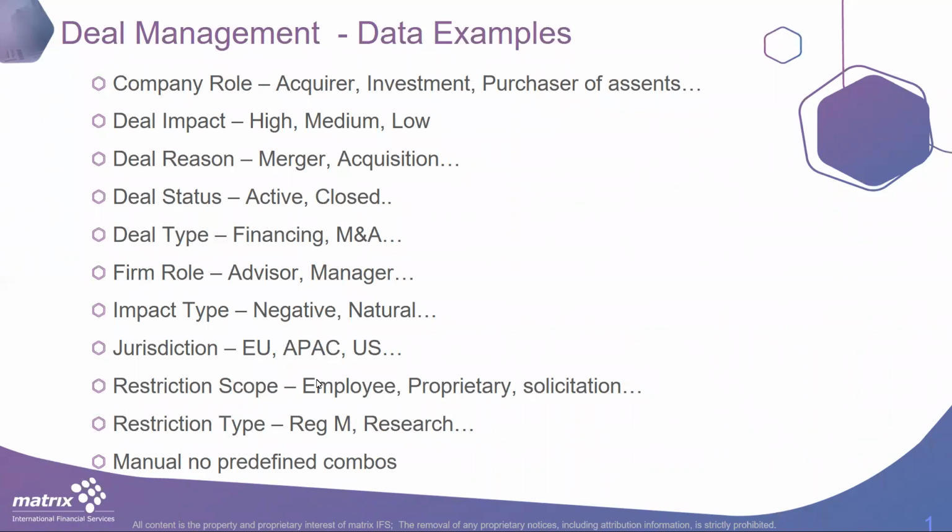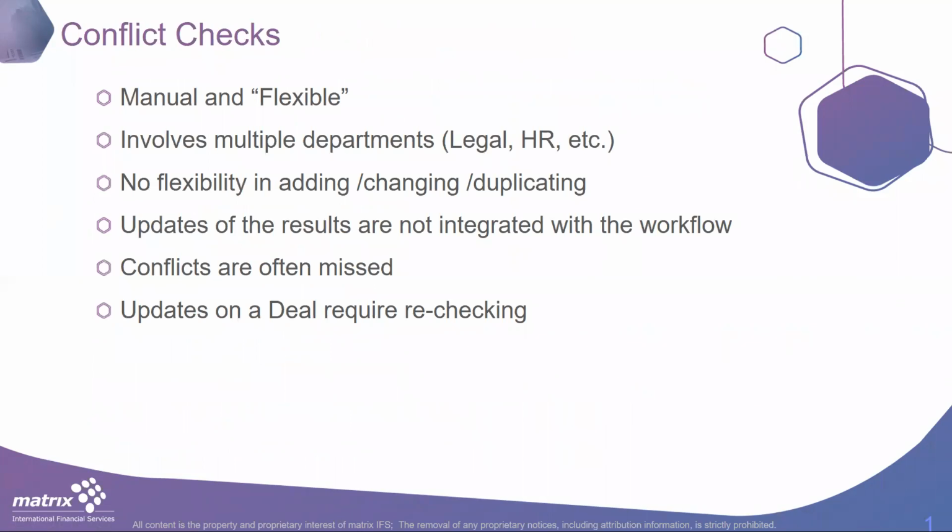Now, talking about the conflict check, this is a main challenge. As I mentioned, it's the heart of the system for any kind of deal management. And what we've seen so far is that the conflict checks are really manual and flexible. By flexible, we mean that it's really used at discretion. Obviously, the conflict check is done manually, but sometimes it's not defined to a point where the checks themselves are not prone to interpretation. It involves multiple departments, obviously legal, HR, which are often not integrated in the workflow and not synced or streamlined.